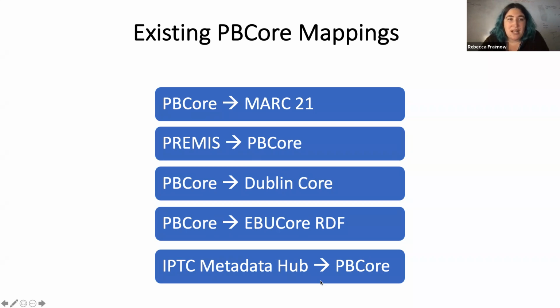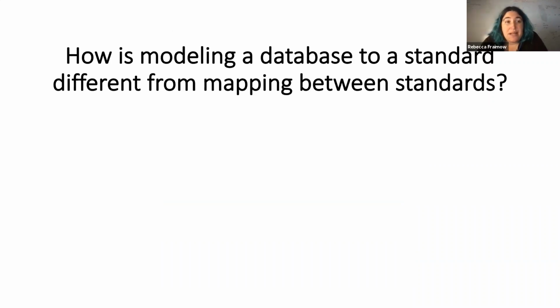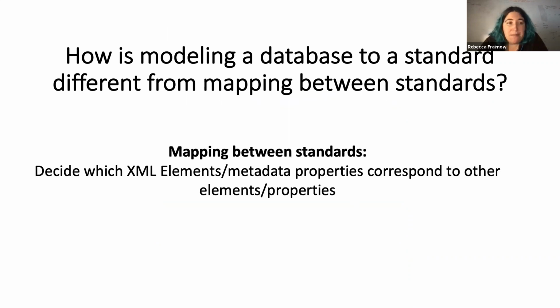So that's the basic concept behind doing a metadata mapping from one standard to another, and those are the ones that exist for PBCore. But how is modeling a database to a standard different from mapping between standards? When you're mapping between standards, what you're deciding is which XML elements or metadata properties correspond to other elements or properties. This can be more or less complicated based on the complexity of the standards, but you're really just thinking about how you're labeling data.